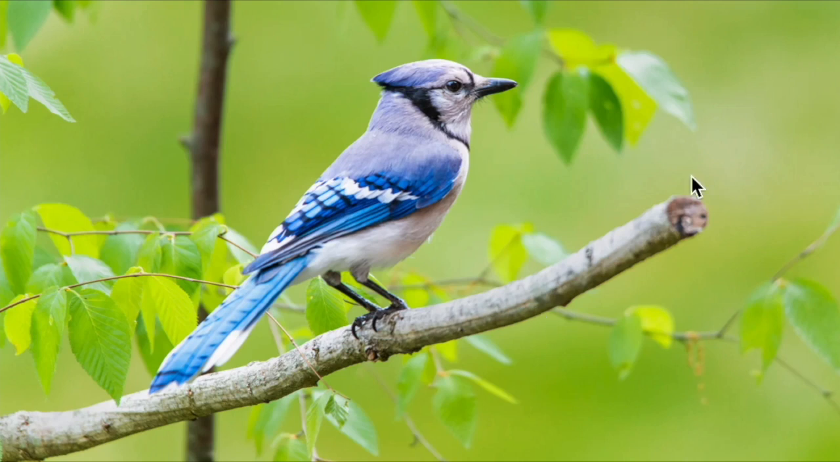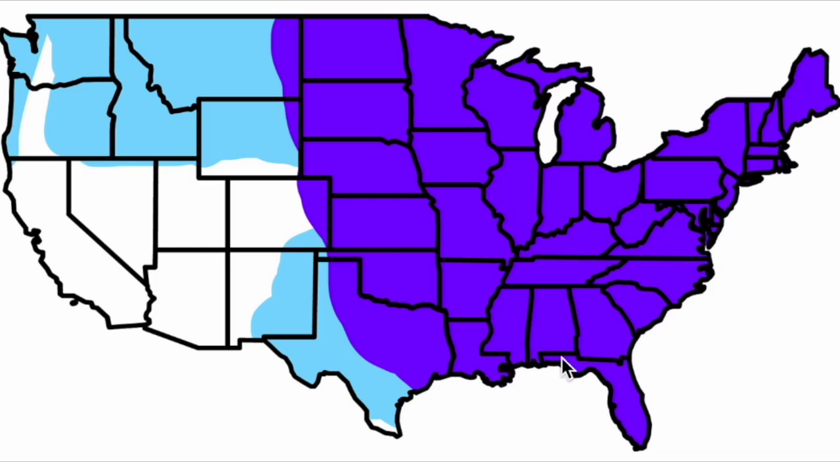Next is the blue jay. Distinctive bird. We got the blue crest, blue body, and again, it's a very large bird, so unlikely to be confused with any other birds. Pretty large range across most of the country.